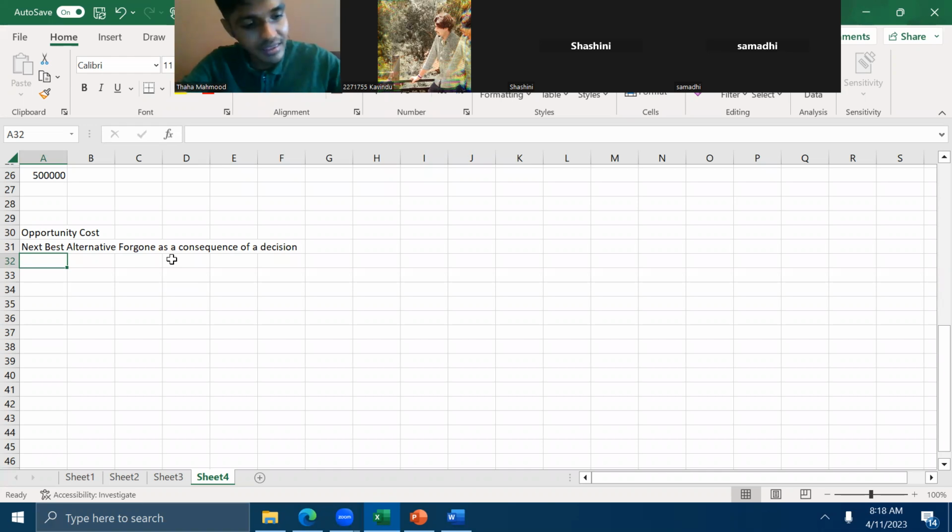Let's say most money we can earn through FD. We are earning 10,000 let's say per month. But if we had invested in share market, we would earn 5,000 a month, and that is the highest next best alternative. Then the opportunity cost is the foregone income through the share market. Either.